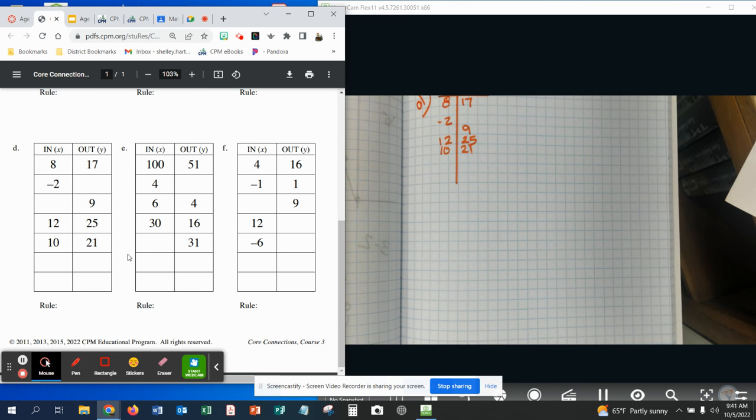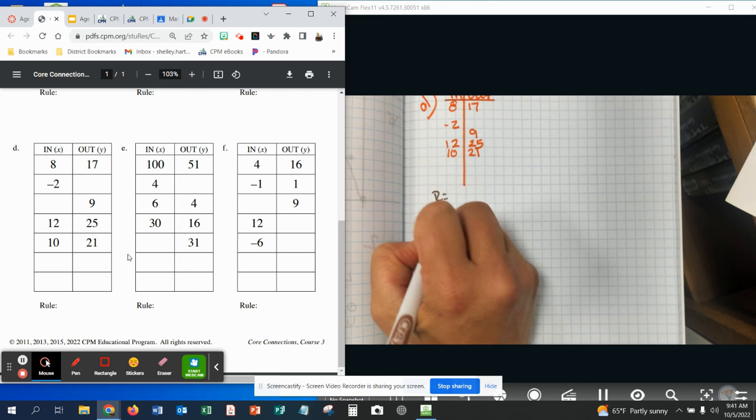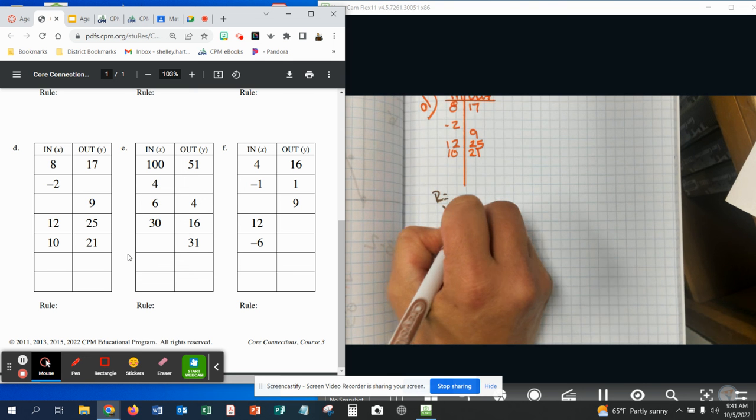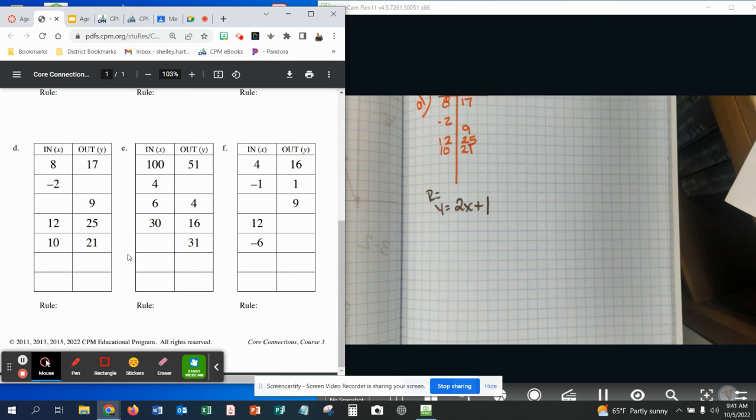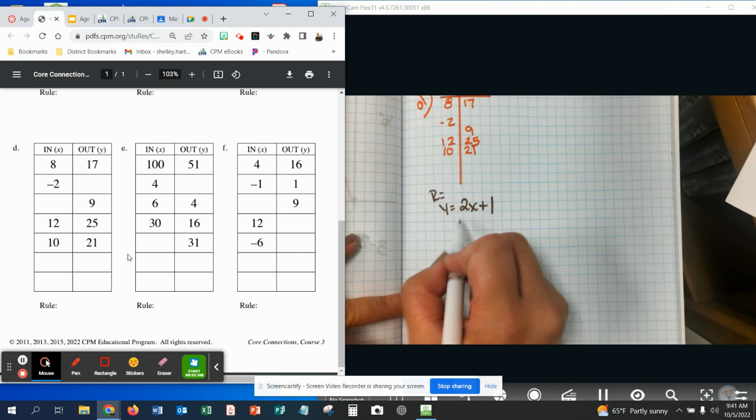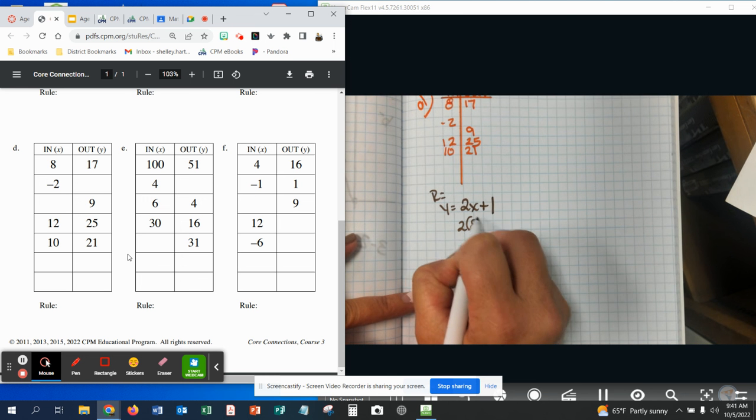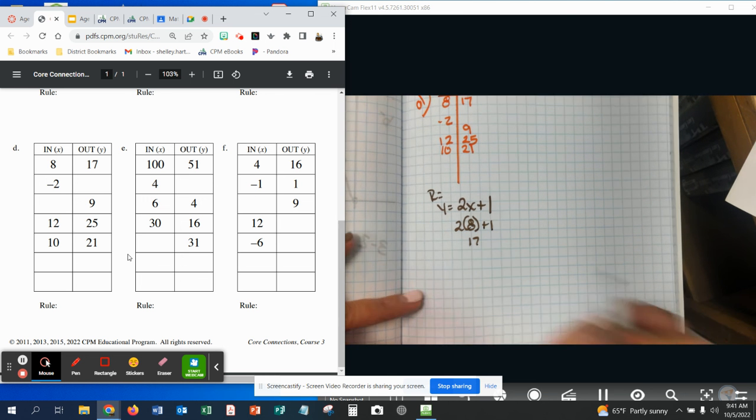What did they do to get these numbers? Alphonse. He is absolutely right. So when we write this, this is how you're going to write it. Your rule is going to be y equals 2x plus 1. How do you feel about that? Because if you plug this in, watch. If you put 8 in and go 2 times 8 plus 1, that equals 17, right?